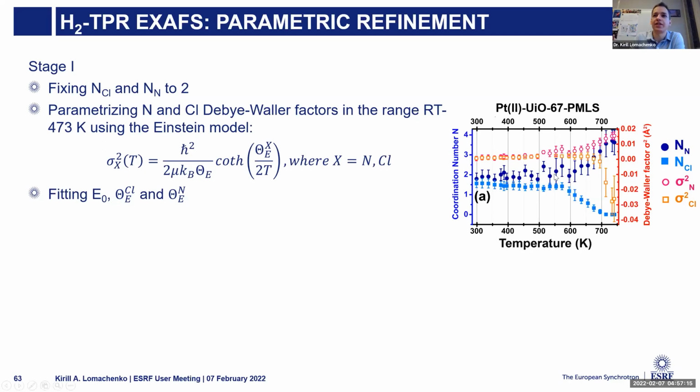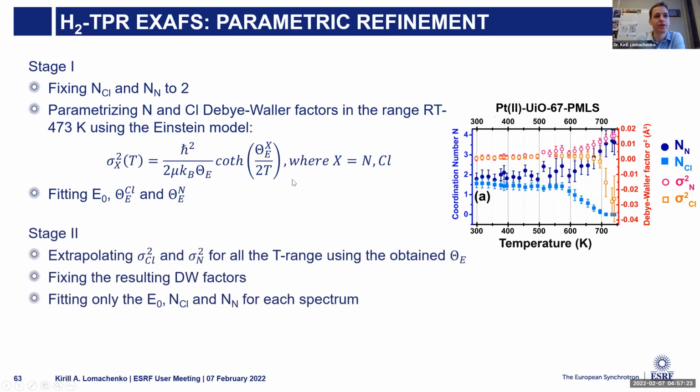And fitting the data in this range, we obtain these Einstein temperatures and E0 at low temperature. Then we used the same Einstein temperatures for chlorine and nitrogen to calculate the Debye-Waller factors also at high temperatures. So we extrapolated to high temperature, supposing that the Einstein temperature should be the same. And then we fixed the resultant Debye-Waller factors and fitted only the coordination number and E0.